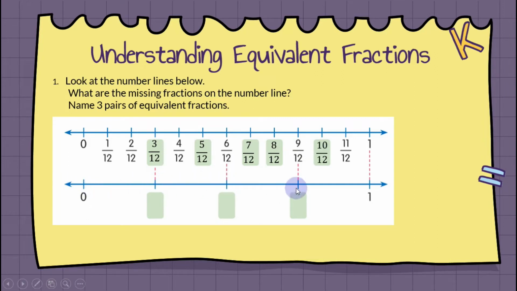The second number line. From 0 to 1, there are 4 dots. First, second, third, and fourth. First dot is 1/4. Second, 2/4. 3/4. And 1 here is 4/4. 4/4 equals 1 whole.